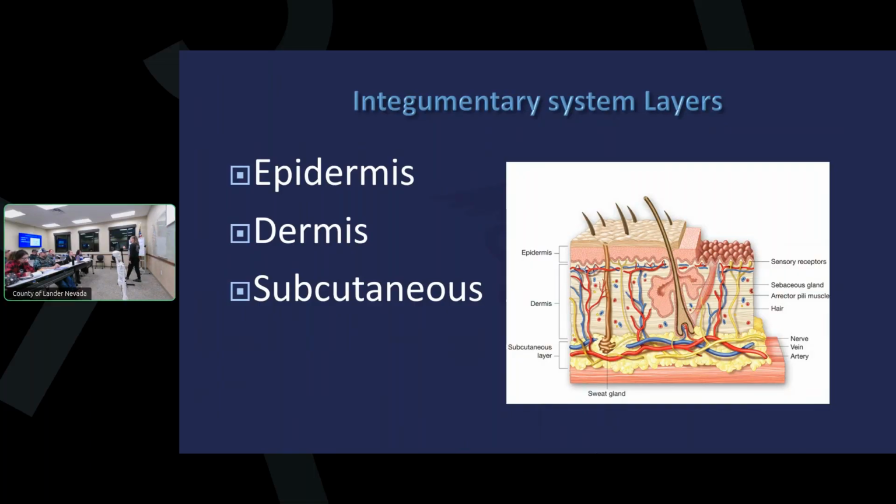So we have the different layers of our skin. Our epidermis is the top layer. Everybody's epidermis is showing. Then our dermis is this lower, in-between layer, where a lot of our glands, vessels, and sensory receptors sit. And then our subcutaneous layer is where our fat, major nerves, major veins, and arteries all sit.